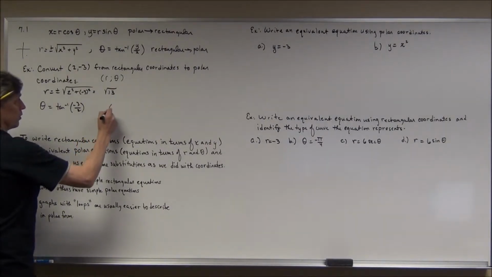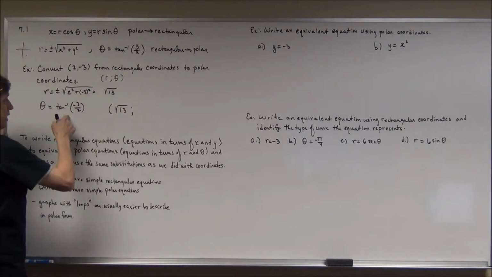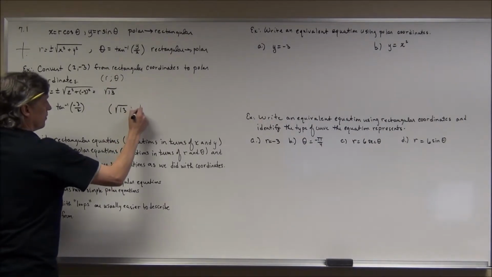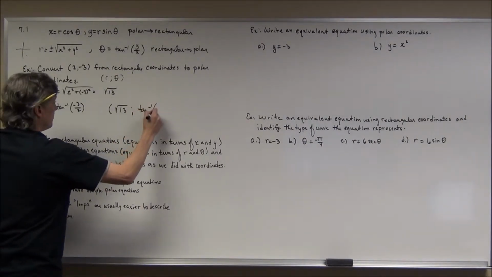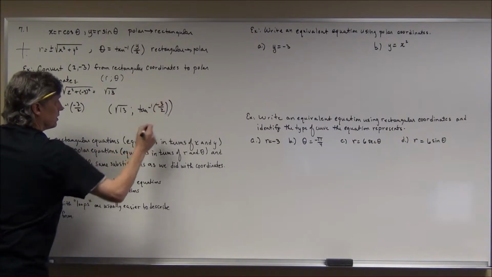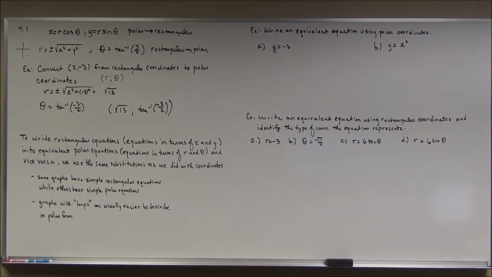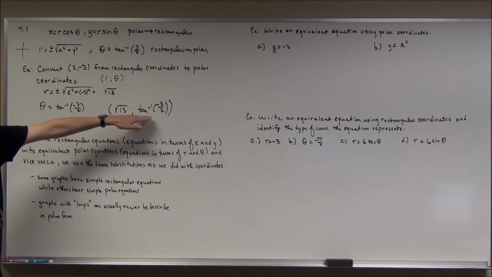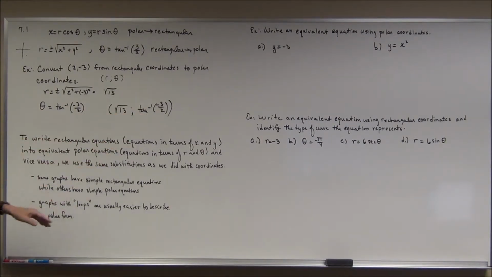So my (r, theta) here would be the square root of 13, and then I don't know what this is right off the top of my head, but it would be the inverse tan of -3/2. It's probably pretty close to about -55 to -60 degrees if I had to take a guess. But without my calculator here, I can't come up with a decent approximation, so I'll leave this exact value.